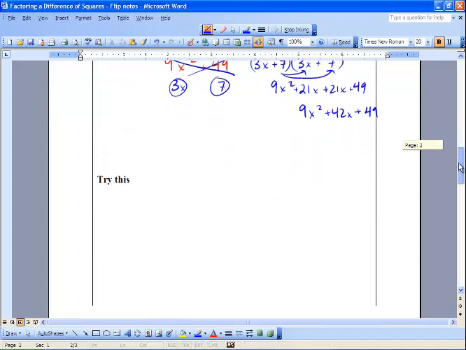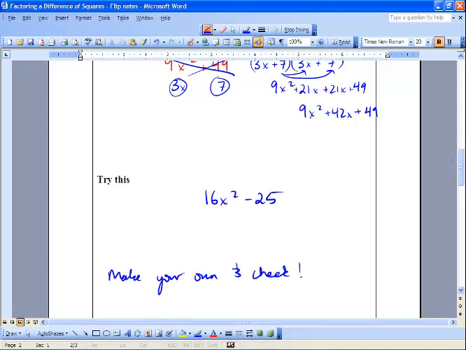I'd like you to try this for me, please: 16x squared minus 25. And then I want you to make your own and check. All right, go to it.